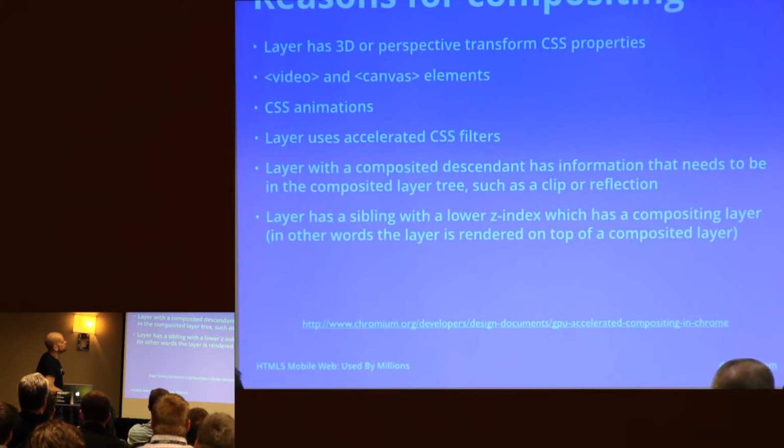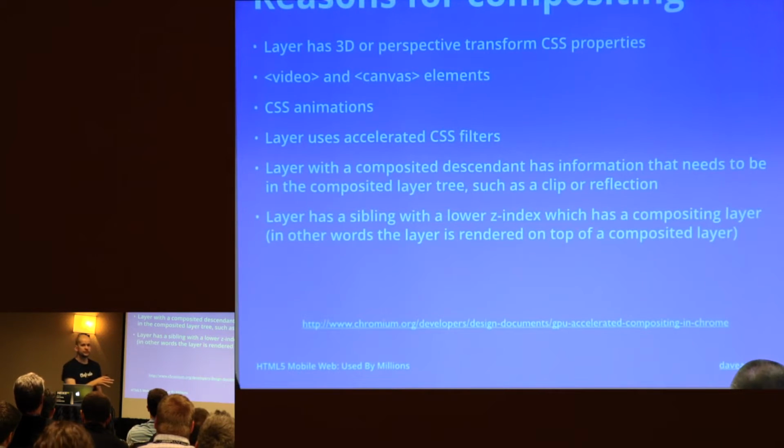So there's many reasons for compositing. This is Chrome's explanation, and there's more to it, but this is sort of their overview of what is composited. Some of it's pretty obvious. Layer has 3D or perspective transform, that's any of the transform properties. Video or canvas elements can be hardware accelerated. CSS animations, filter properties. The last two are pretty interesting.